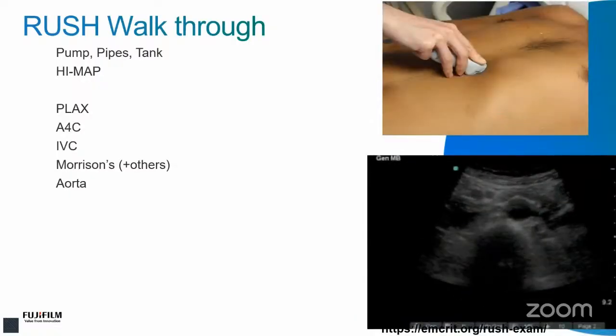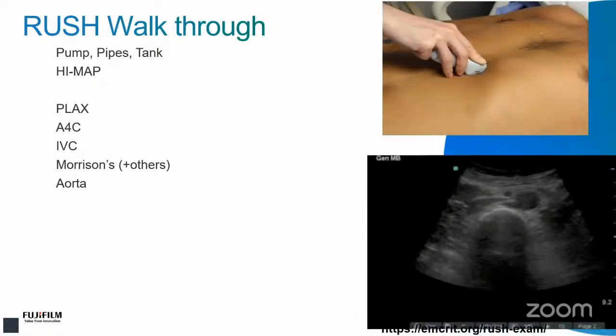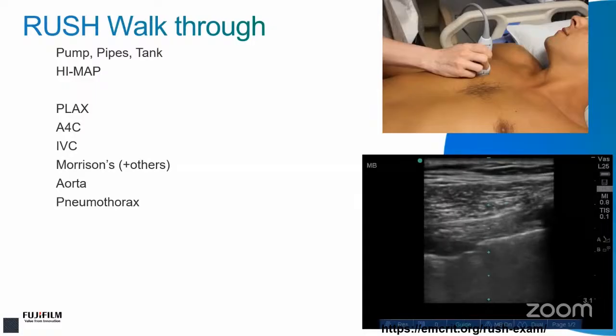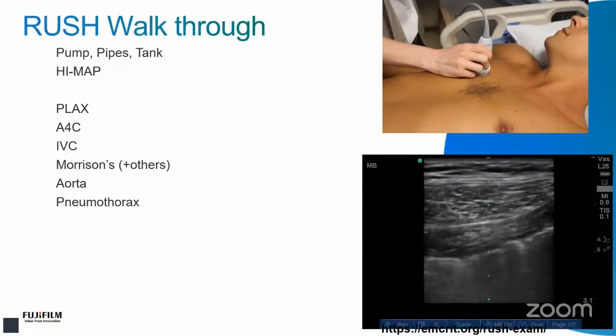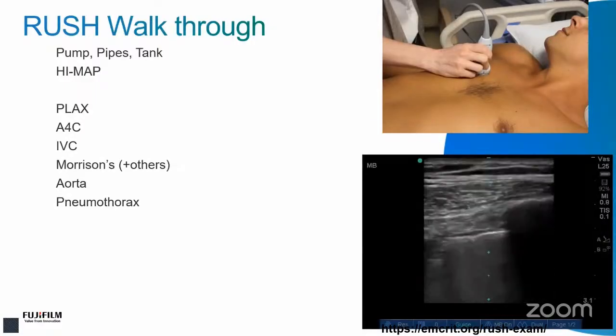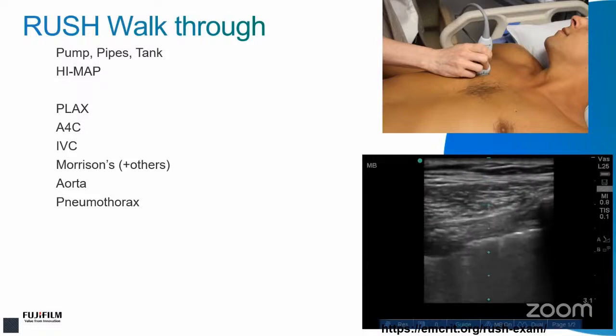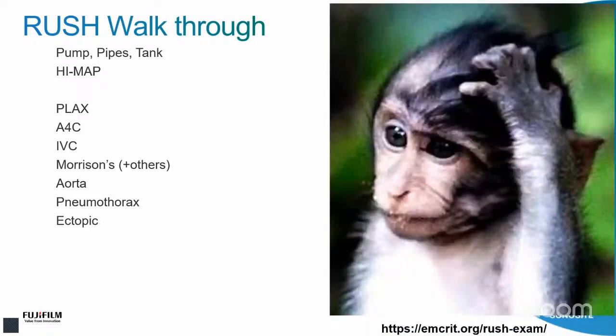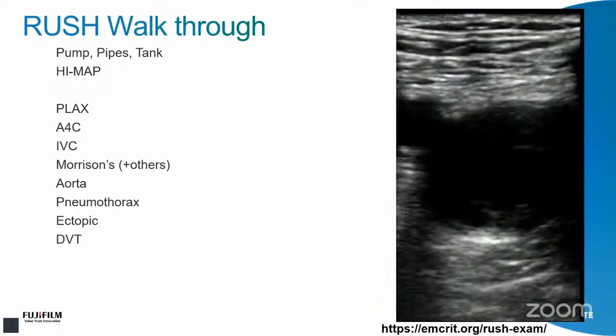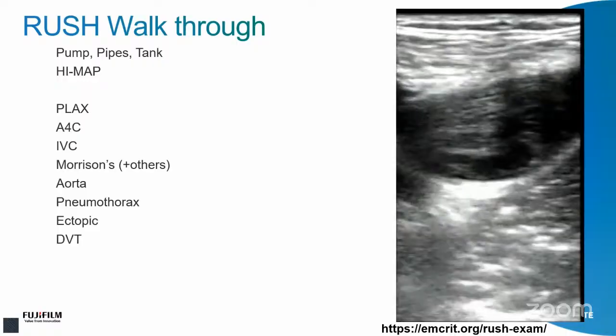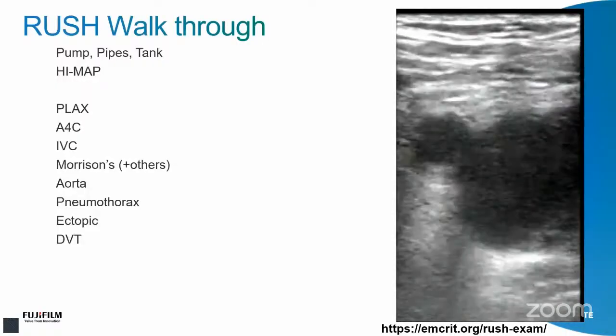An evaluation of the aorta to look for AAA. An evaluation of the lungs, primarily looking for pneumothorax as a source of obstructive shock. You can include other things such as ectopic pregnancy, which as an adult pulmonary and critical care doctor I'm very rarely looking for. Evaluation of DVT, trying to figure out whether or not I need to move PE higher on my differential.